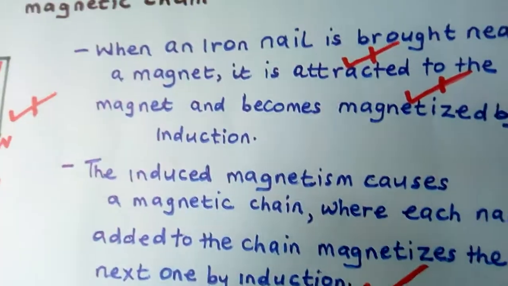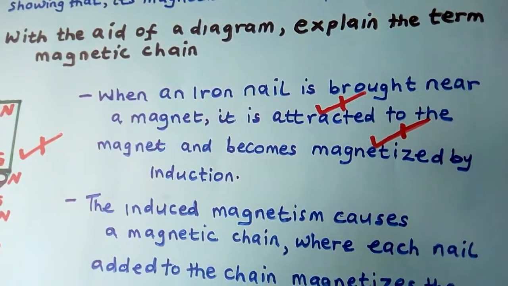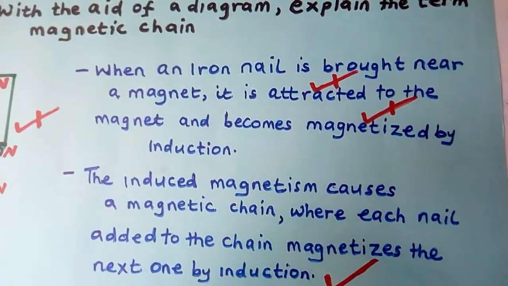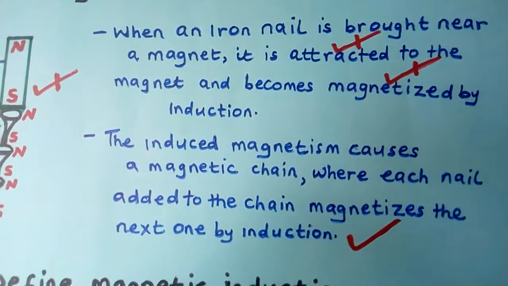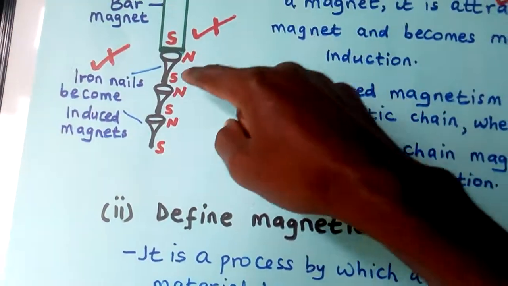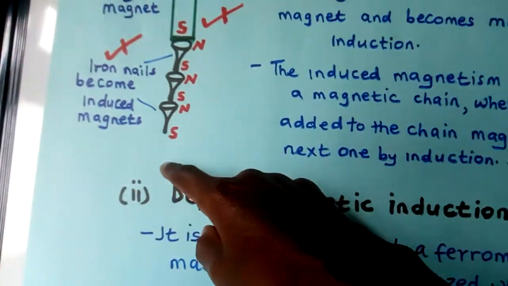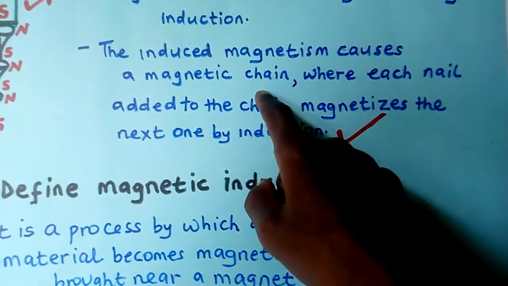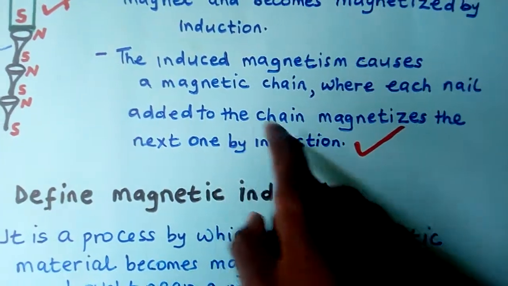So putting it in writing, we are saying when an iron nail is brought near a magnet, the first thing is it is attracted. You see where the tick is? It is attracted to the magnet. After being attracted, it also becomes a magnet. So it becomes magnetized. And that process is what we call induction. Now, the induced magnetism causes a magnetic chain. This magnetism which the iron nail has received will keep on attracting other more iron nails brought. So you end up with a chain of nails. That's why we are saying the induced magnetism causes a magnetic chain, where each nail added to the chain magnetizes the next one by induction.